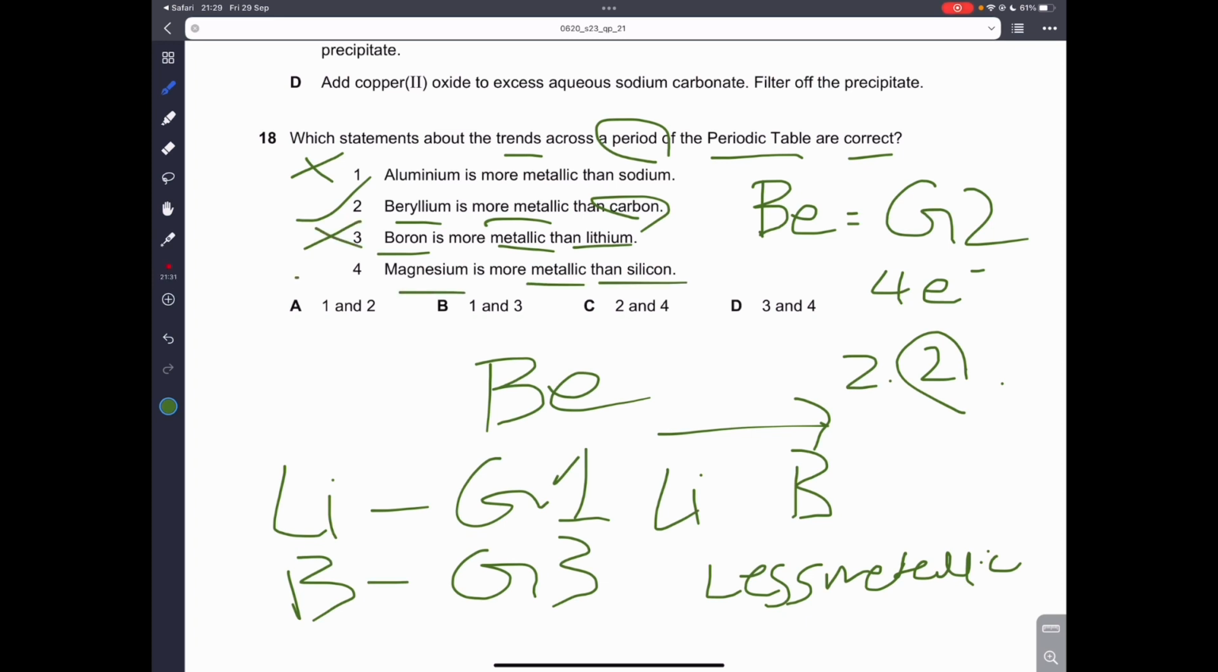Magnesium is more metallic than silicon. This is correct. Silicon is in group 4 like carbon. Magnesium is on the left side of the periodic table. Now this means statements 1, 2 and 4 are correct, so C is the correct answer.